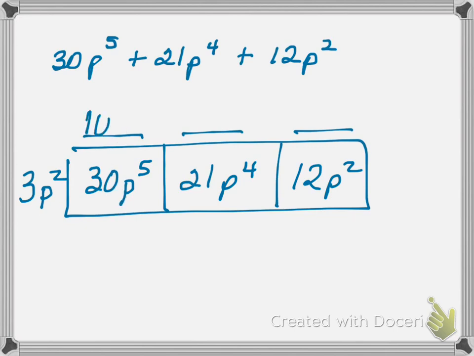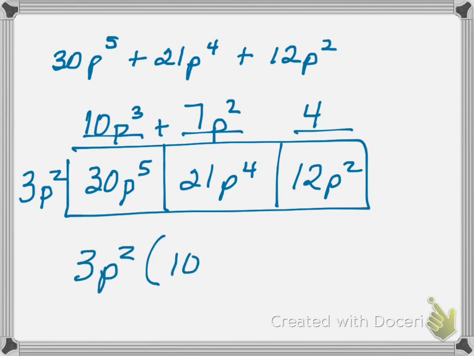Well, 3 times 10. And then I would need a p to the third because I want these two powers to add up to 5. Okay, now I want, what times 3 will give me 21? That's 7. And I'll need a p to the second power so that my powers add up to 4. And then 3 times 4 will give me 12, and I do not need any more p's at all. So my answer is length times width. 10p cubed plus 7p squared plus 4, and that is my answer.